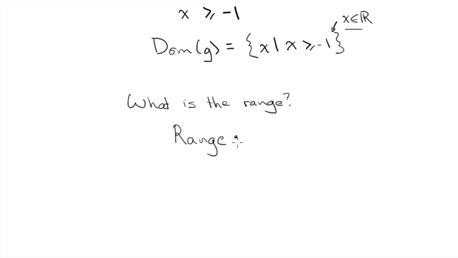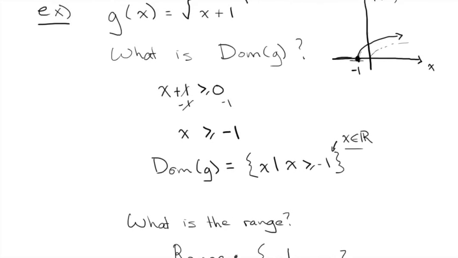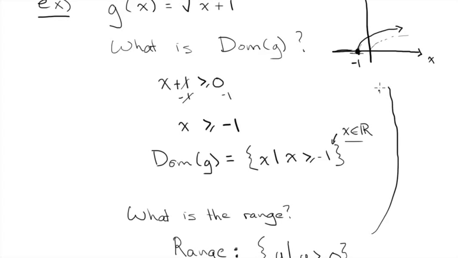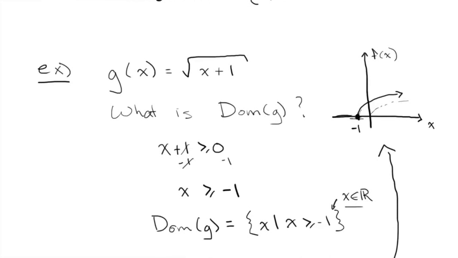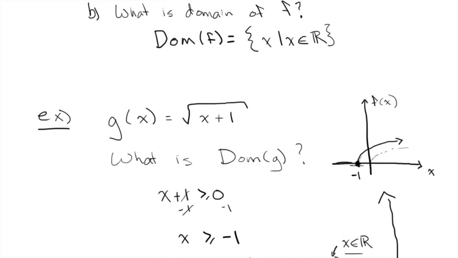So the range, I don't have any other notation for range, so we're just going to write it as a set: y such that y is bigger than or equal to 0. And the way we get that is just by looking at this graph up here. It's sometimes harder to figure out algebraically, but we'll do examples of stuff like that later on. Okay.